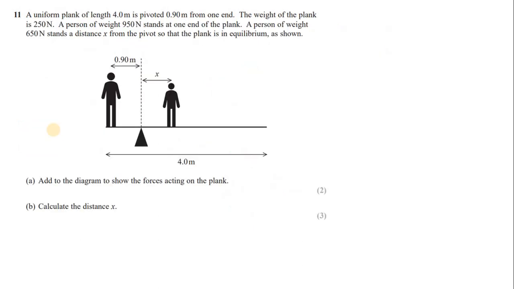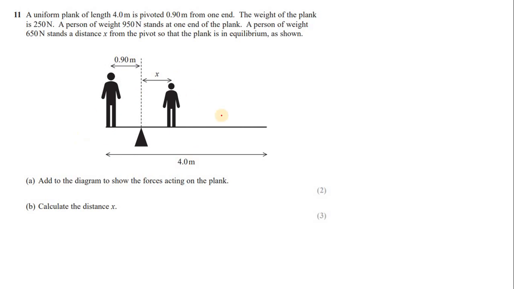Question number 11. A uniform plank of length 4 meter is pivoted 0.9 meter from one end. The weight of the plank is 250 Newton. A person of weight 950 Newton stands at one end of the plank. A person of weight 650 Newton stands at a distance x from the pivot so that the plank is in equilibrium as shown. Add to the diagram to show the forces acting on the plank. 2 marks for the question, acting forces.